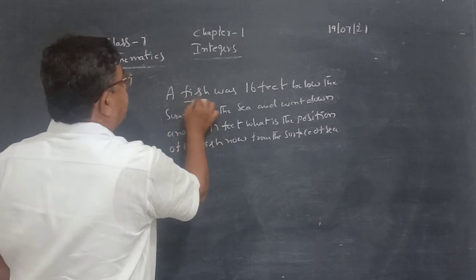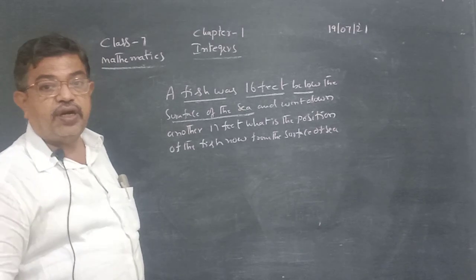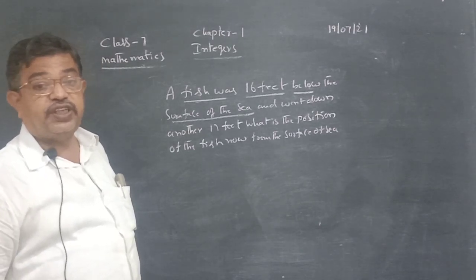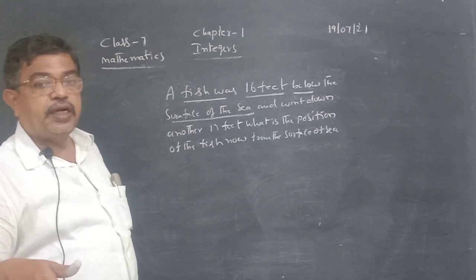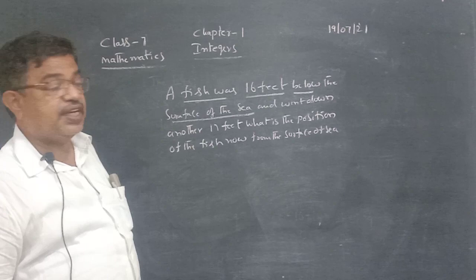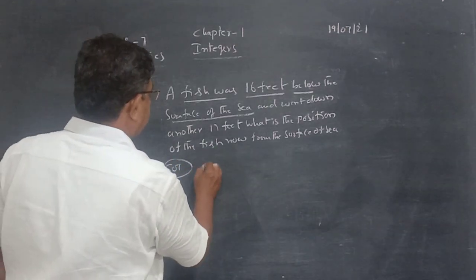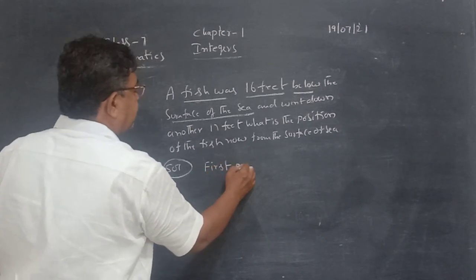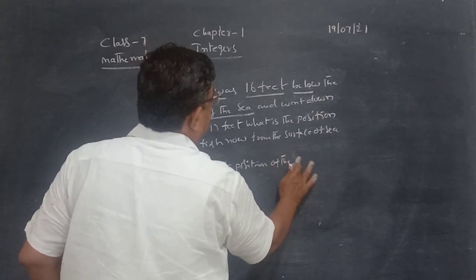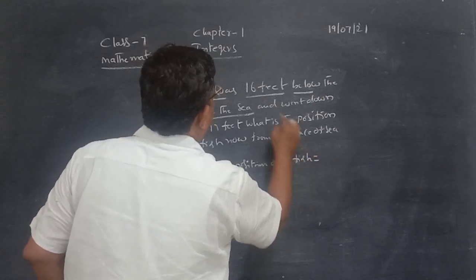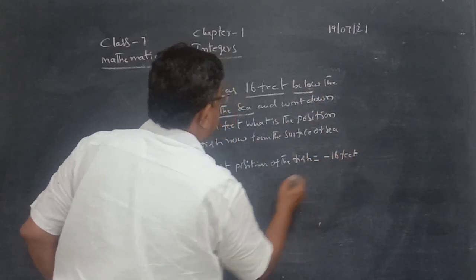If you observe, a fish is at 16 feet below the surface of the sea. So already it is in the water at a depth of 16 feet. Below the surface means under the water, below the surface of the sea, 16 feet. So first, the first position of the fish is equal to 16 feet below the surface. Therefore, we can write it as -16 feet.